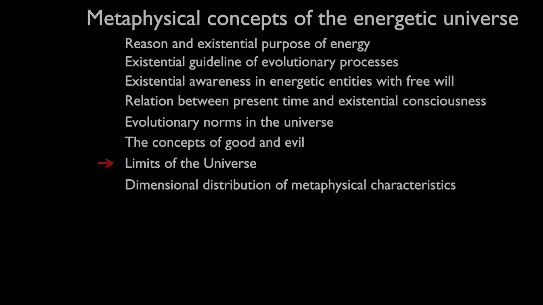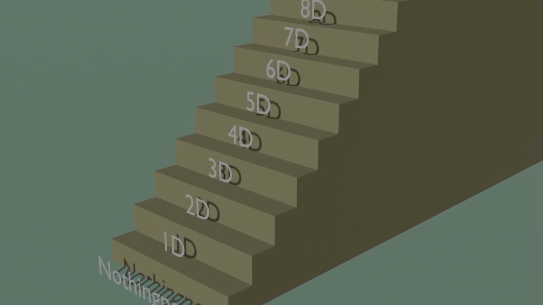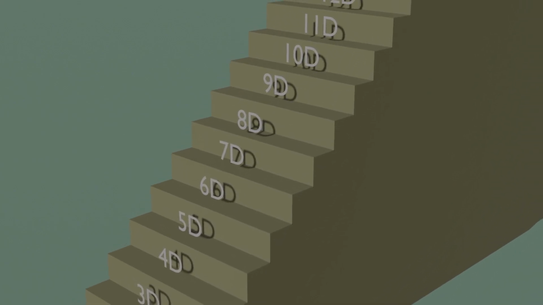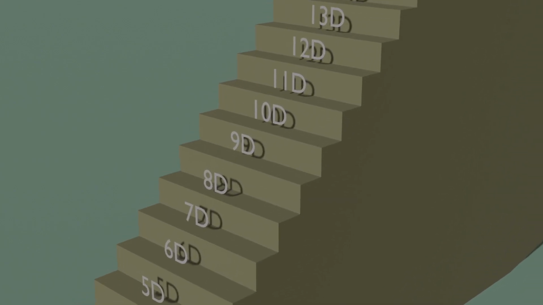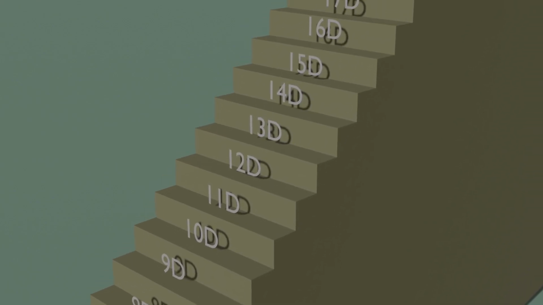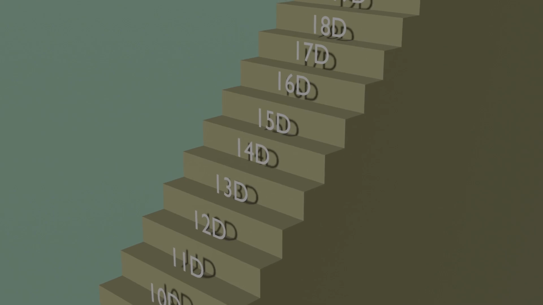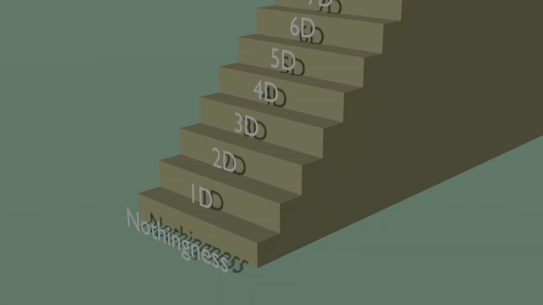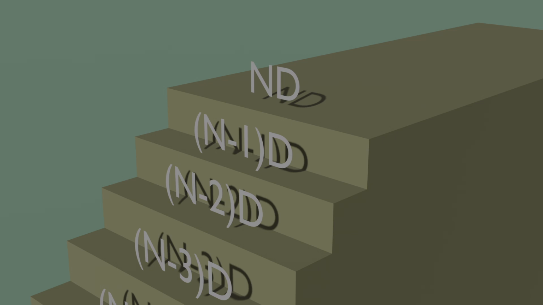Limits of the universe. The n-dimensional energy model considers the universe as a dimension system structured by energy, which is in constant evolution. It considers that it is not logical to determine the limits based on the physical distance. According to this theory, the limits of the universe are existential, so nothing is considered as its lower limit, and the nth dimension as the upper one, as shown in the following figure.